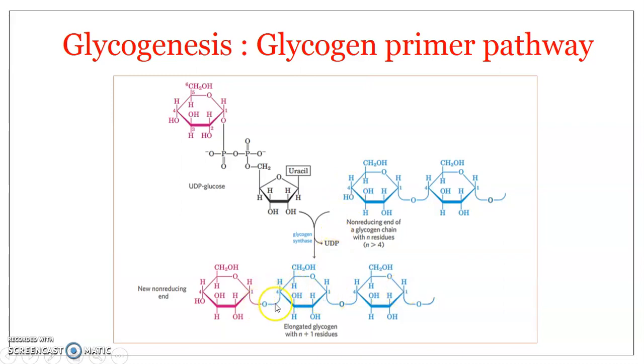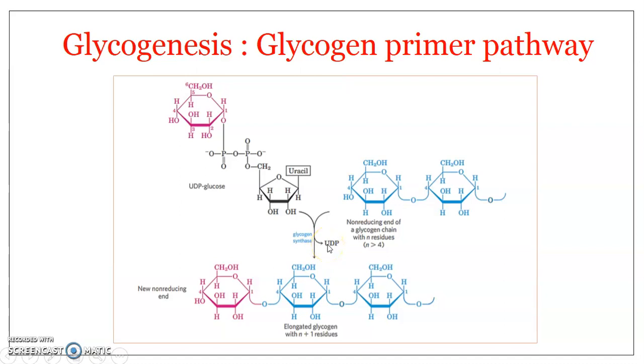So a bond is formed between the fourth carbon of the non-reducing end of the glycogen chain and the first carbon of the new sugar. This will result in the release of a water molecule and the formation of a new glycosidic bond, and a new non-reducing end is formed. The whole process is catalyzed by the enzyme glycogen synthase, and this releases UDP.